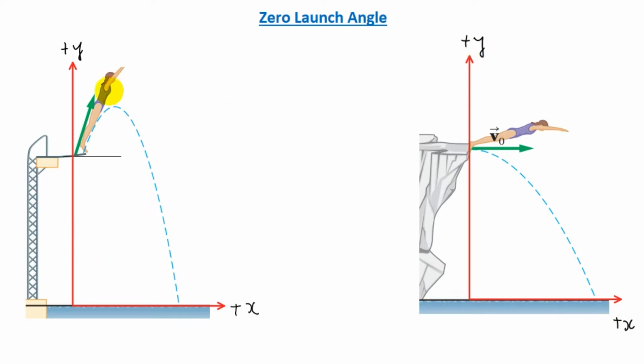Now here you see that the projectile is launched at some angle above the x-axis. This angle is theta, which is greater than 0. Now here in this case the projectile is launched horizontally, that is, the angle between the x-axis and this velocity vector is 0. Here theta is 0. So in this video we'll explore this case, the zero launch angle. Next we'll see the equations of motion for this case.